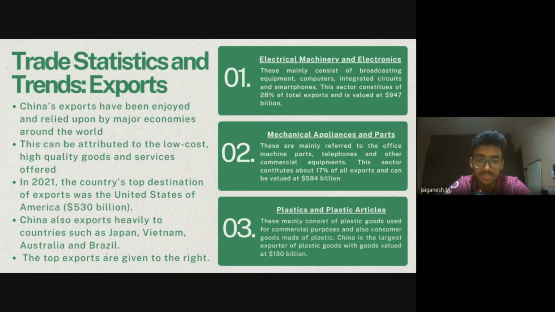And the third major export sector is plastics and plastic articles. They mainly consist of commercial and consumer goods made of plastic, and China is the largest exporter of plastic goods in the world, with exports valued at $130 billion.